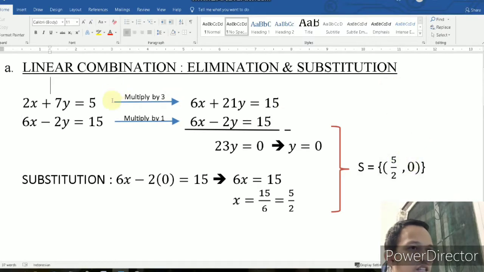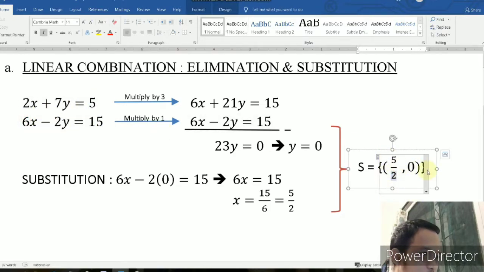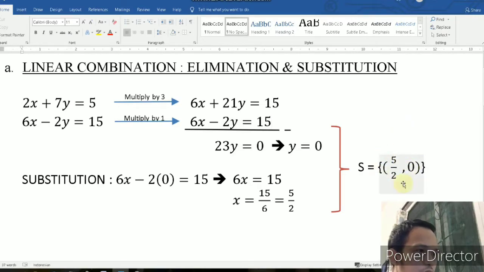It means the intersection between this line and this line is this coordinate. This pair will satisfy both equations. So if you substitute 5 over 2 for the x and 0 for the y in both equations, it will make both equations true.